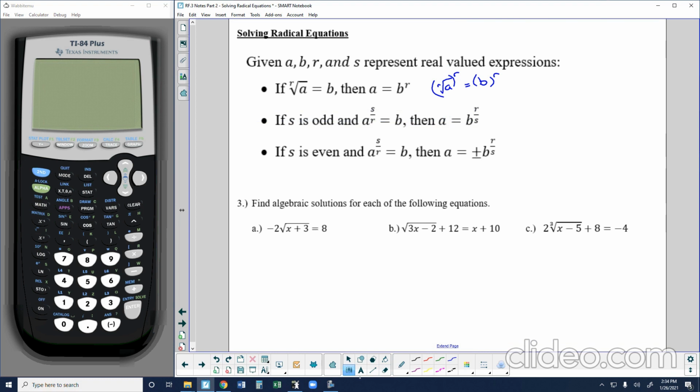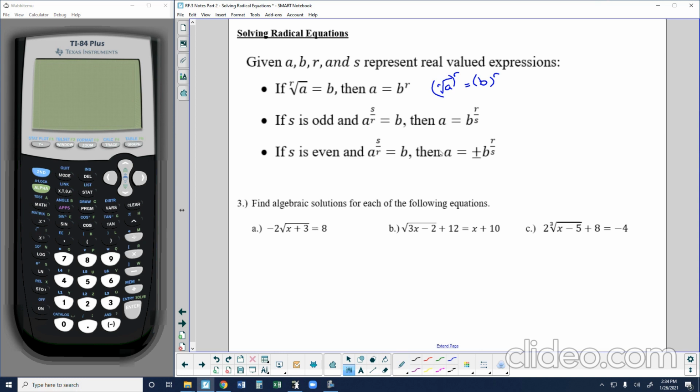Now, that's if we're just dealing with roots. What if we mix roots with powers? Well, then we can write them in rational exponential form. There are two different scenarios that we may encounter: if S is odd and if S is even. We have to pay attention to S, which you'll notice is the numerator in the exponent of A. So if we have A to the S over R power equal to B, then A is equal to B to the R over S power.